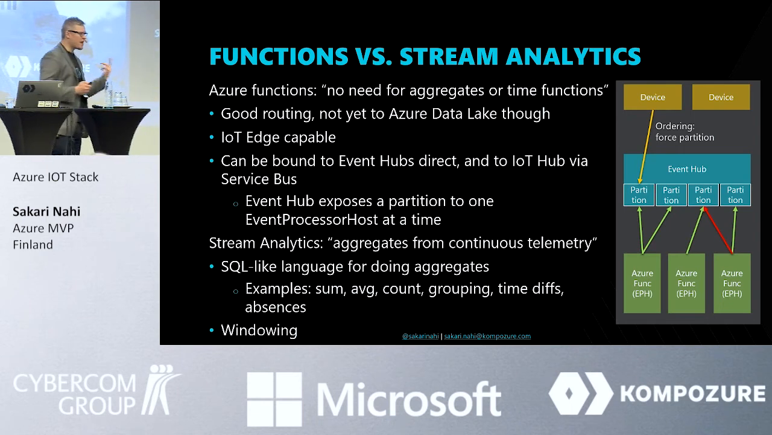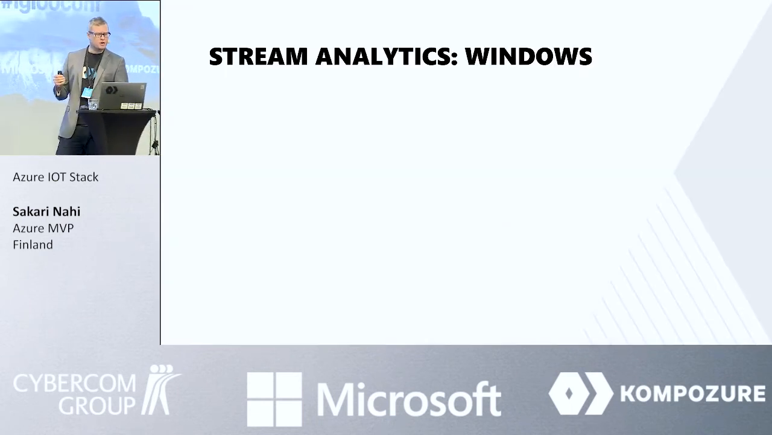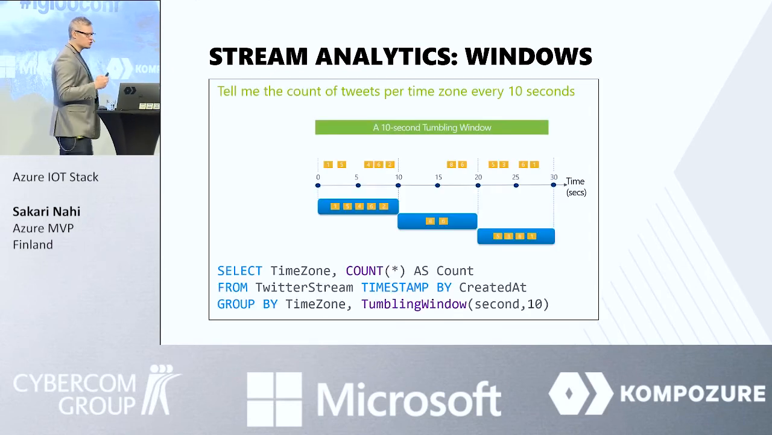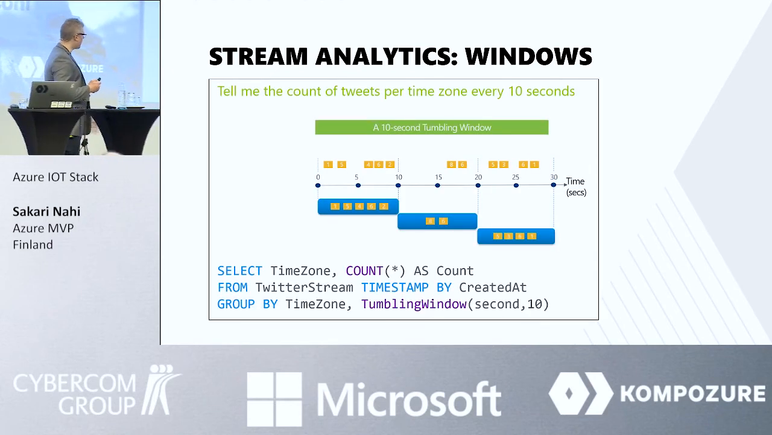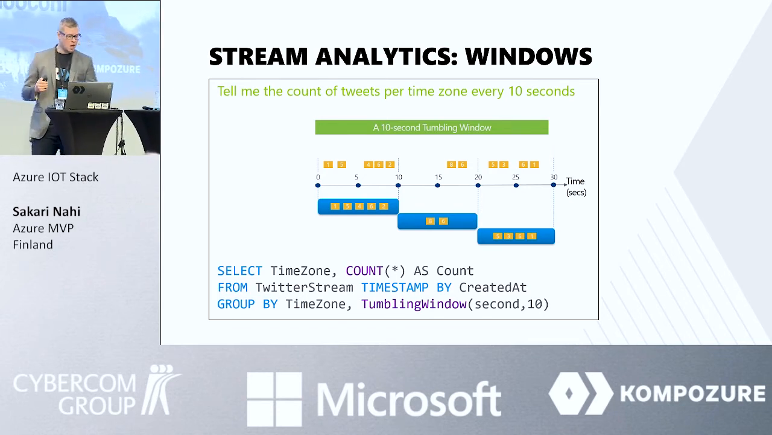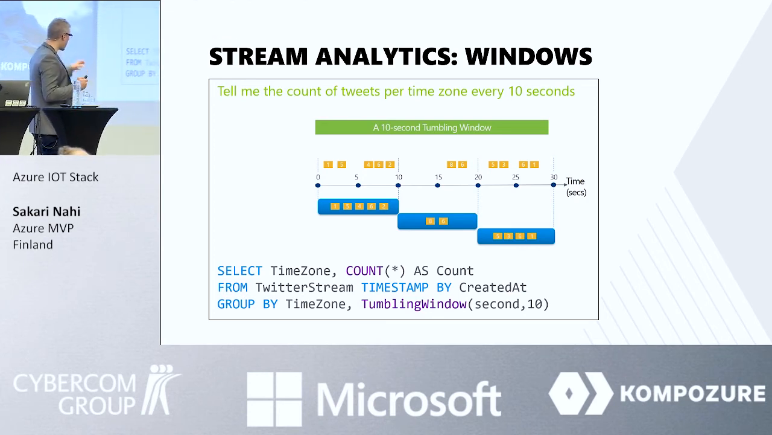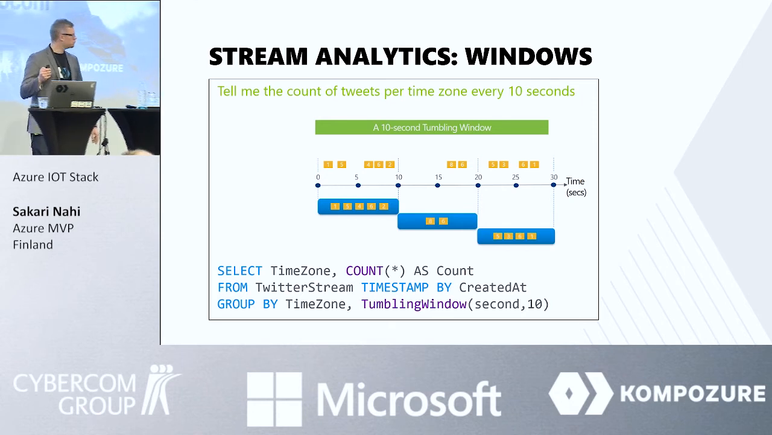And then what's the basis of Stream Analytics, this aggregate thingy? It's windowing. There are 3 different types of windowing functions. These images are from Microsoft documentation. These are the only ones, but you can find these. So basically there's this tumbling window, a 10-second interval. It's going to return you the count of tweets per time zone.